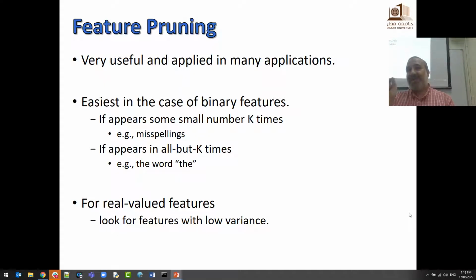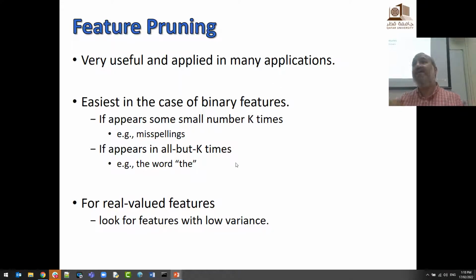If the feature has low variance, that means it doesn't change a lot. So we can consider it as constant or towards being constant and just remove it. Okay? In case of binary features, we can count. We can say 99% of the examples have this feature, meaning the feature value is 1, or 99% don't have this feature. But for real valued features, we cannot do that.